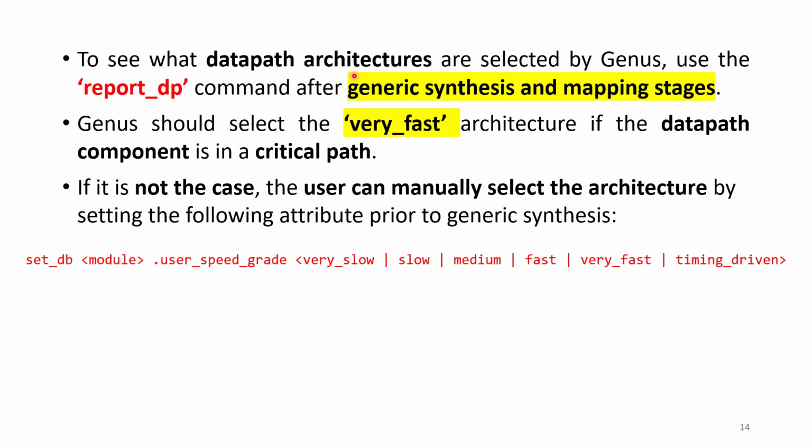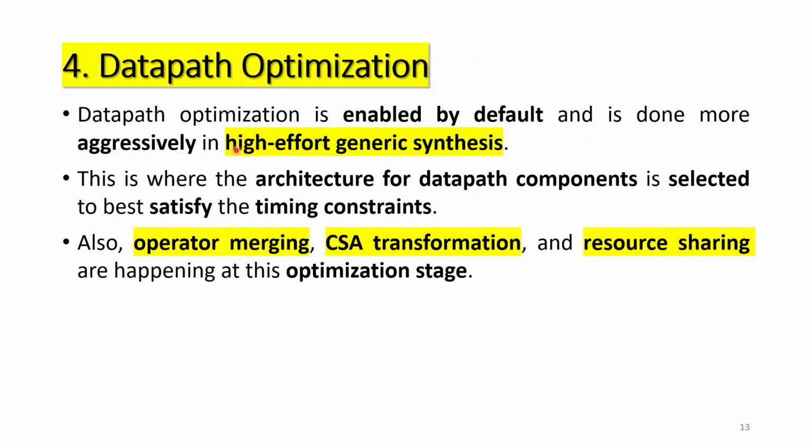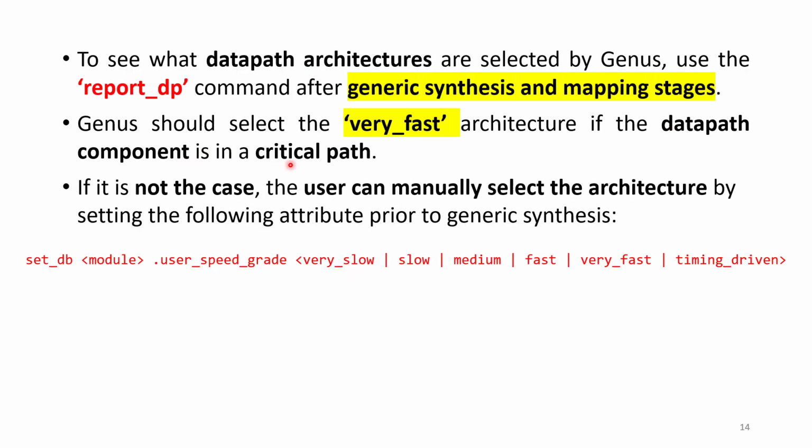Next, to see what data path architectures are selected by Genus, use this particular command, report_dp. This is the report data path command after generic synthesis and mapping stages. So once after generic synthesis and mapping stage, type this particular command and see the report. Genus should select the very fast architecture. The reason it is coming very fast is that we are setting effort to high, if the data path component is in a critical path.